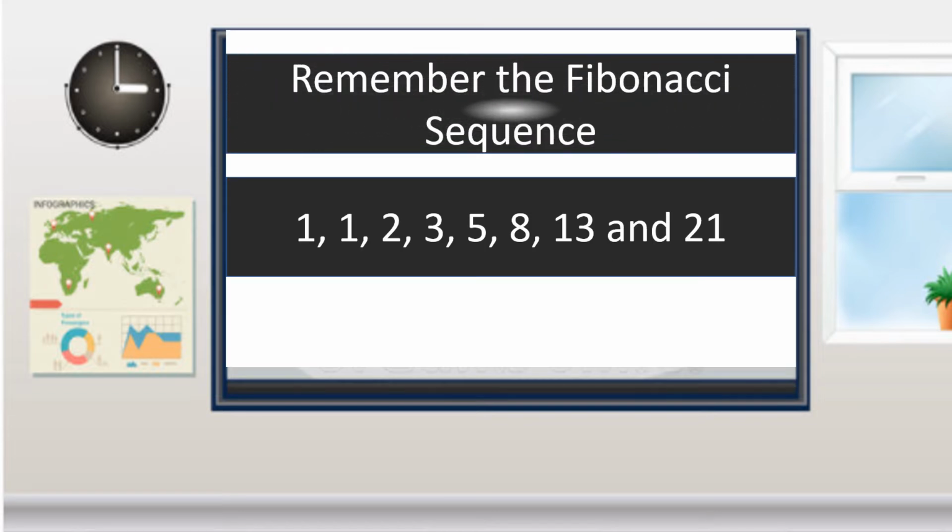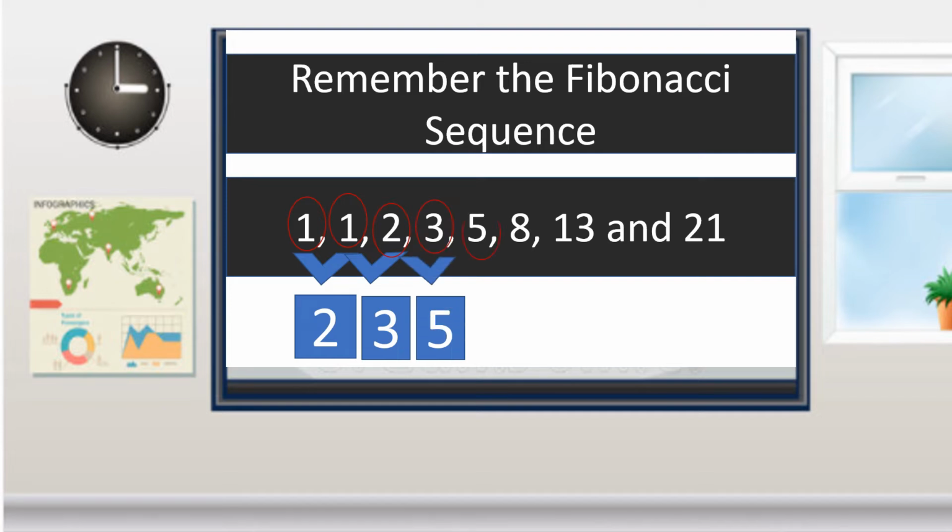In this case, the Fibonacci sequence is 1, 1, 2, 3, 5, 8, 13, and 21. So we're going to add the preceding number. So 1 plus 1 is 2. 2 plus 1 is 3. 3 plus 2 is 5.